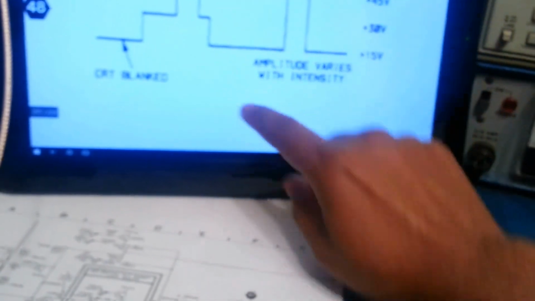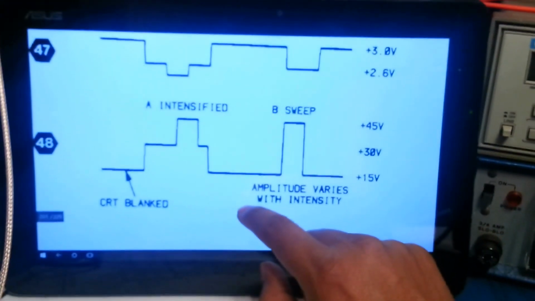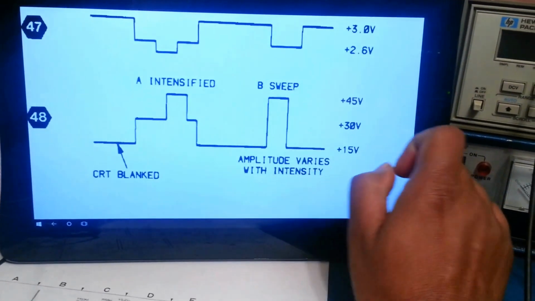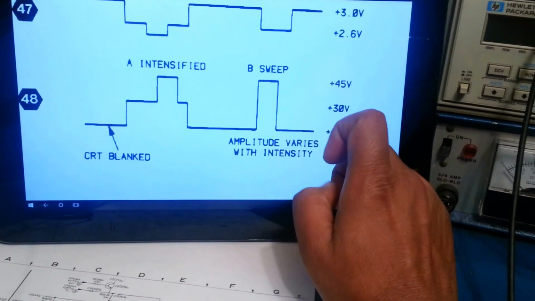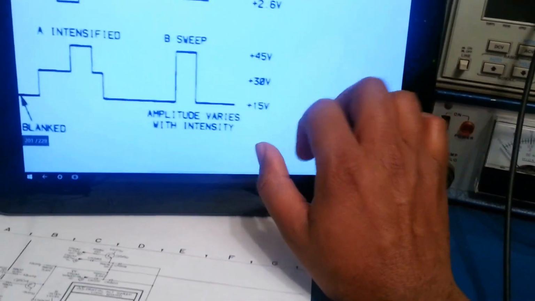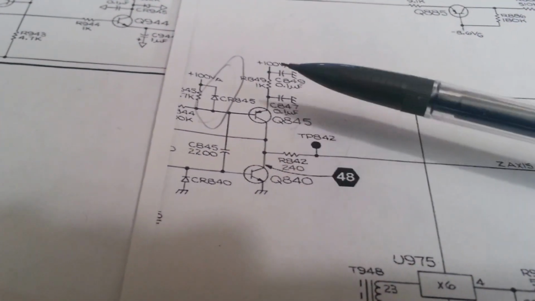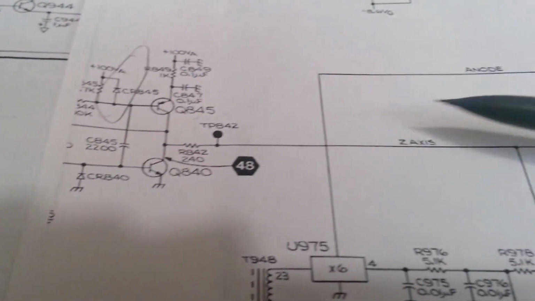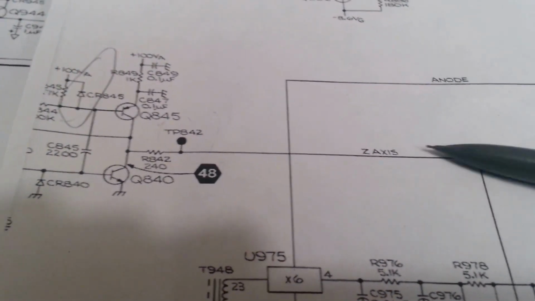If we grab that, waveform number 48 looks like this. It's some sort of waveform where the amplitude changes depending on the intensity of the A or the B sweep, and I didn't see this. It was completely dead. So I suspected maybe it was these two transistors here. I guess they're in a push-pull arrangement used to drive the blanking signals for the z-axis.